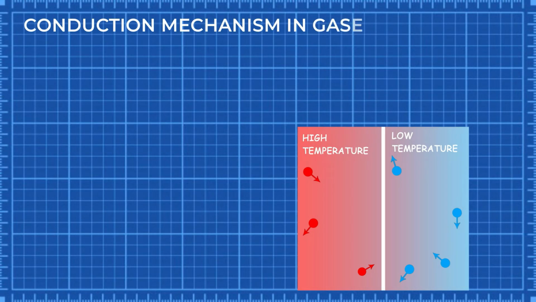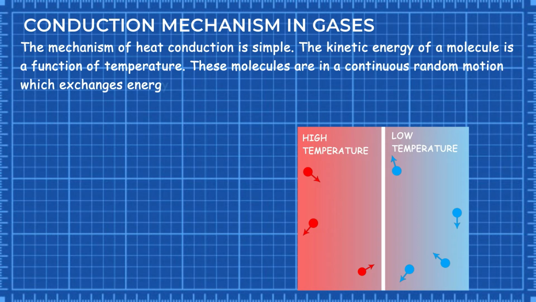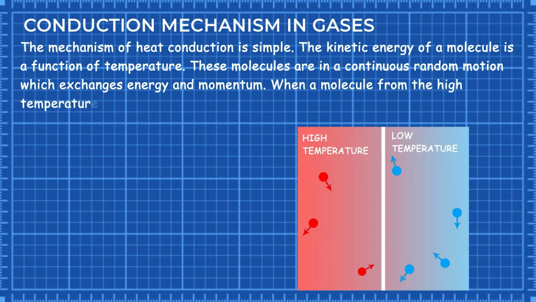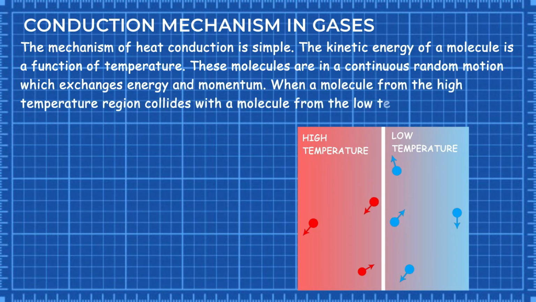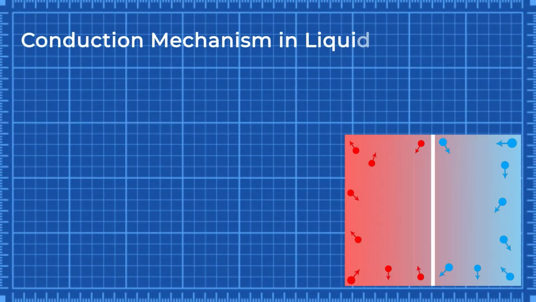Conduction mechanism in gases. The mechanism of heat conduction is simple. The kinetic energy of a molecule is a function of temperature. These molecules are in continuous random motion, which exchanges energy and momentum. When a molecule from the high temperature region collides with a molecule from the low temperature region, it loses energy by collisions.